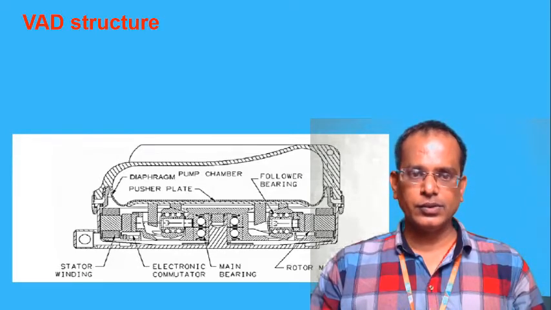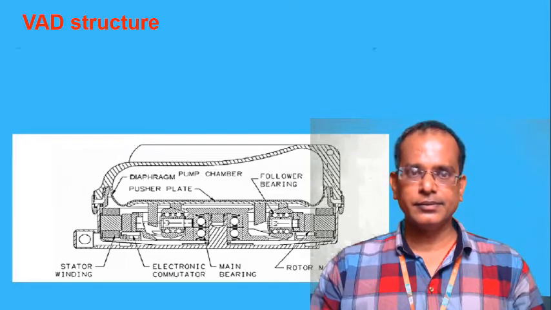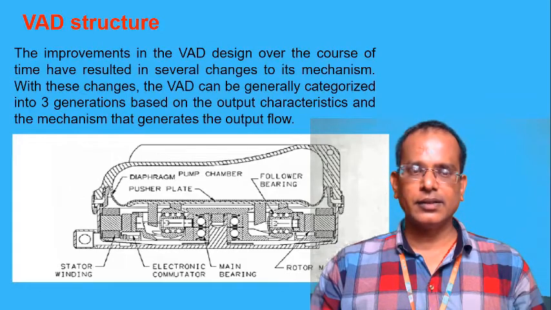Here they are using the diaphragm and plug, and another one, a pusher plate. These are all used to push the blood into the aorta. Important improvements in VAD design over time have resulted in several changes to the mechanism. With these changes, the VAD can be generally categorized into three generations based on output characteristics and the mechanism that generates the output flow.